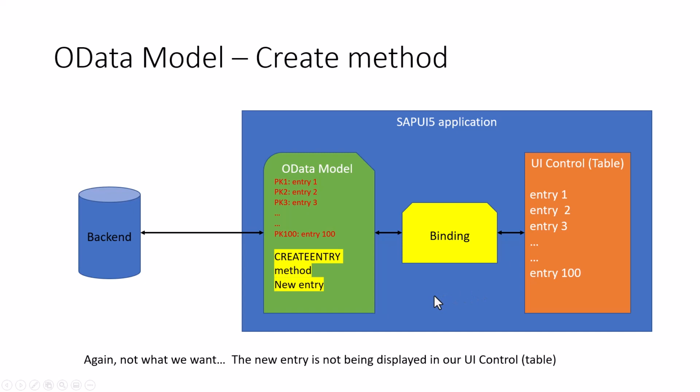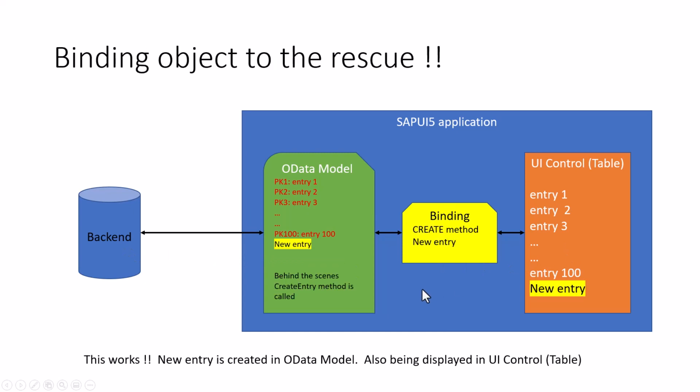So both the create and the createEntry methods on the OData model are not going to work for us, because one of them triggers a post request to the backend, and the other one does not display the entry on the UI. So how do we go about doing this?